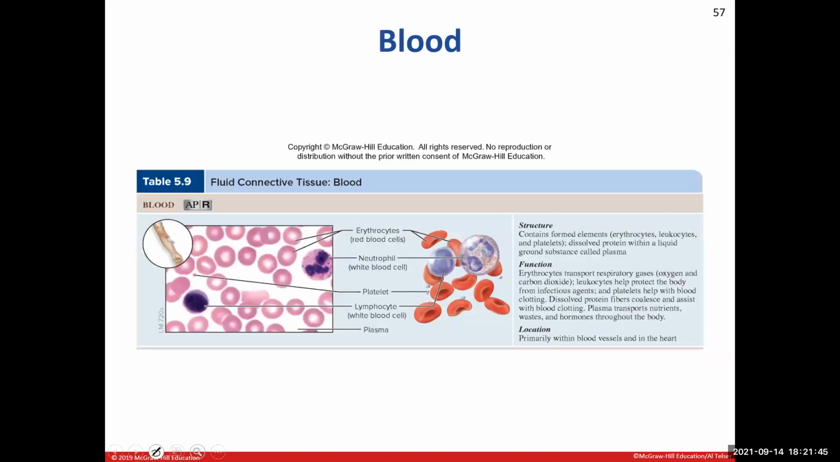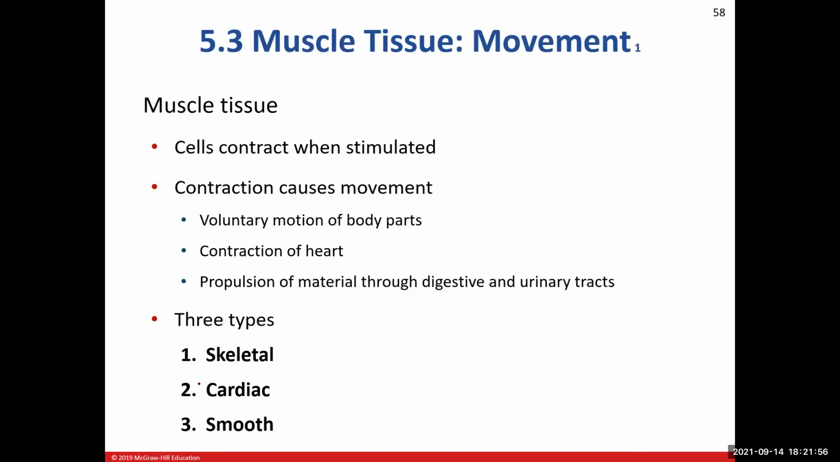So here's a quick picture of our blood. And you can see you have some red blood cells here, some white blood cells, and then these little dots, those are the platelets. All right, that's it for our connective tissue. So we have both the epithelial tissue covered and the connective tissue covered.